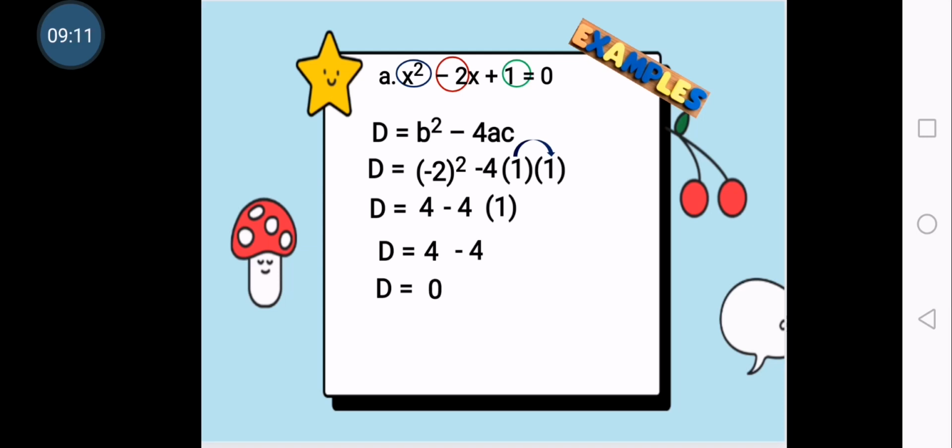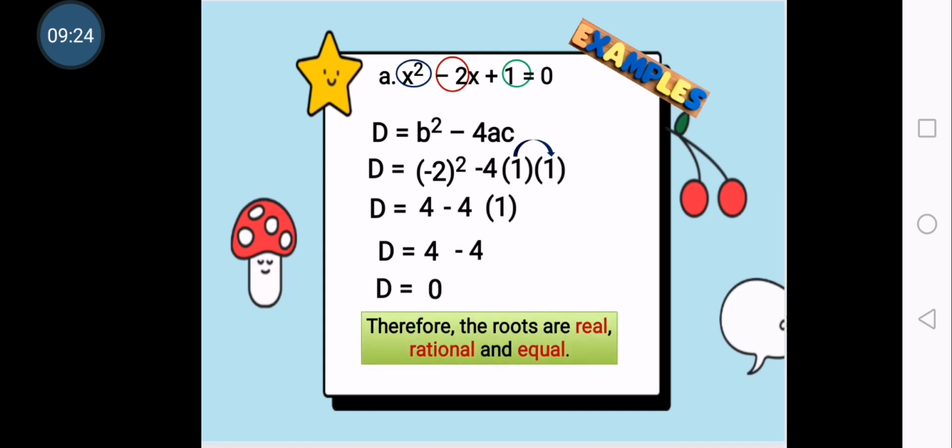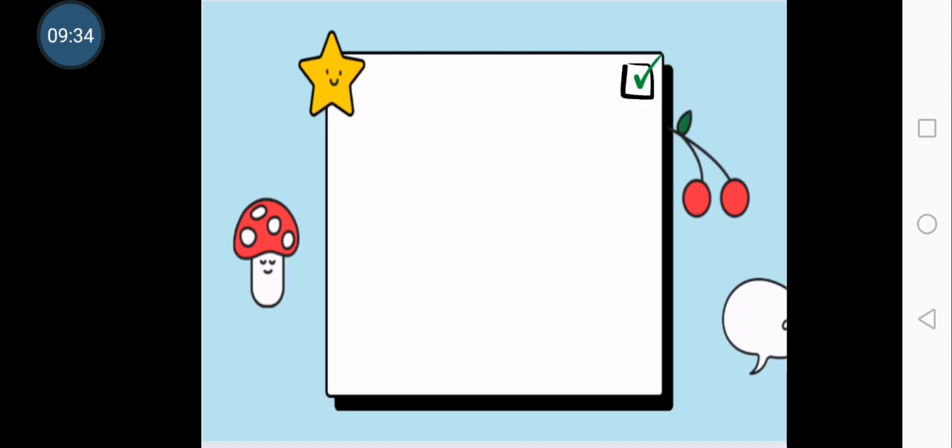So, ano nga ba ang kahalagahan? Paano natin malalaman ang nature of roots using the values of the discriminant? Since ang discriminant po natin ay equal to 0, ang ibig sabihin, ang roots daw po ng quadratic equation ay real, rational, and equal. So, ano ba yung real, rational, and equal? Ito po ang proof natin.